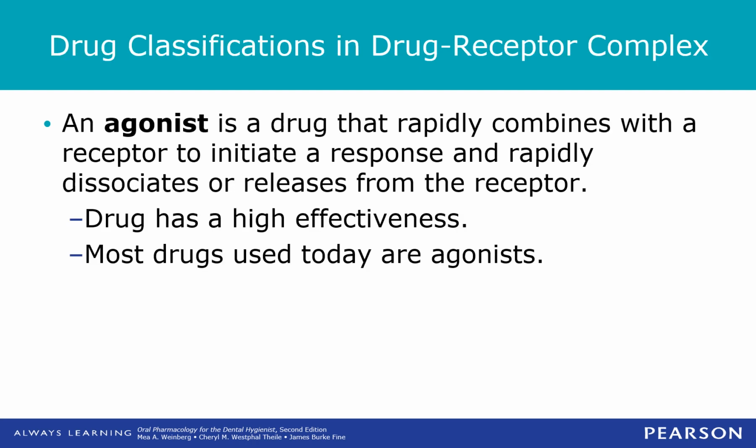An agonist is a drug that rapidly combines with a receptor and initiates a response, and rapidly dissociates or releases from the receptor. So it binds to a receptor initially, rapidly, and then it releases itself from the receptor after it binds. This drug has a high effectiveness. Most drugs used today are agonists.